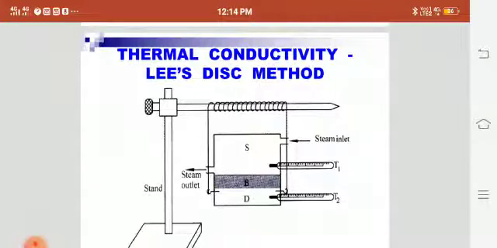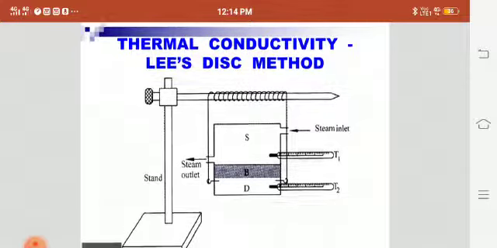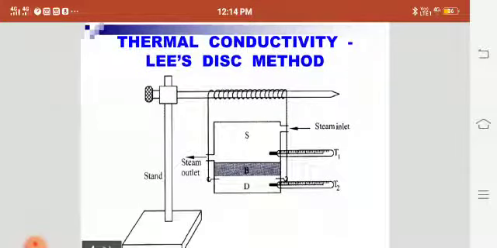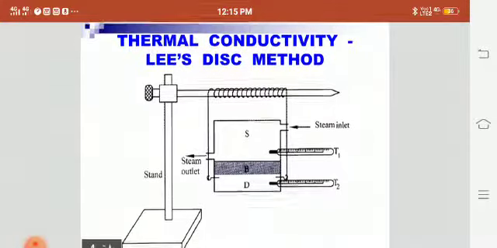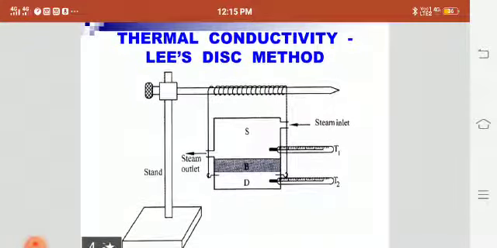Now we will see the Lee's method. This method is specially made for measuring the thermal conductivity of a bad conductor. See here, there are two different chambers. One is a steam chamber, the other one is a drain chamber. In between, we are going to keep a thermal conductivity measuring unit.